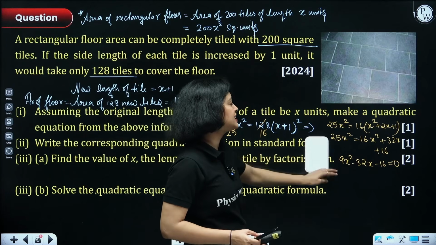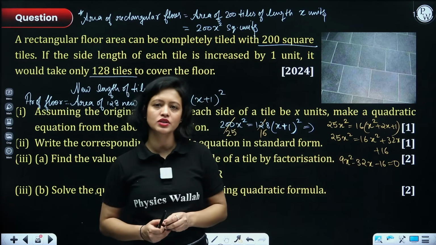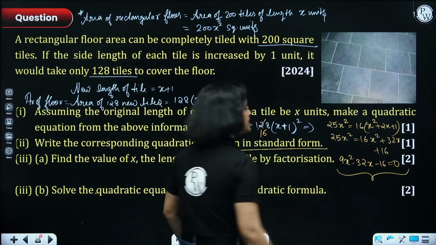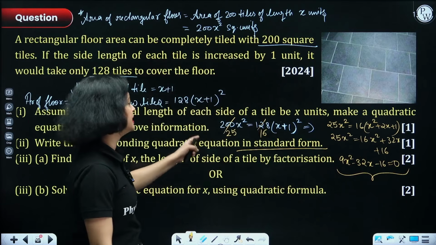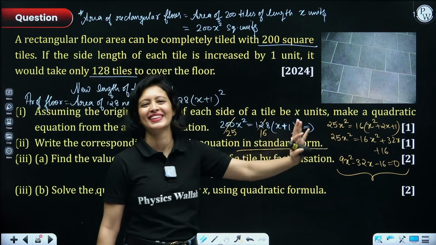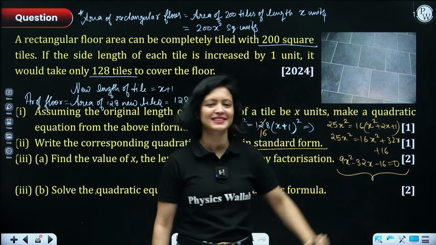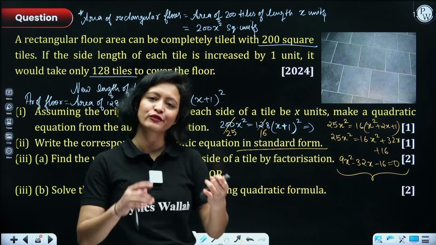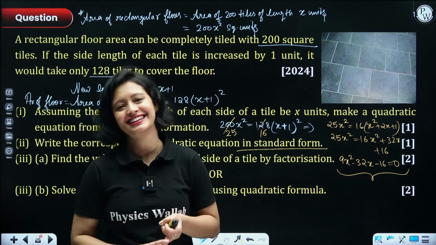So now, is 9x square minus 32x minus 16 is equals to 0 in standard form, guys? So we have already written it in standard form. So we have basically given the answer for the first two questions here only. 9x square minus 32x minus 16 is equals to 0. This is the standard form. So we have established the equation and we have written it in standard form.